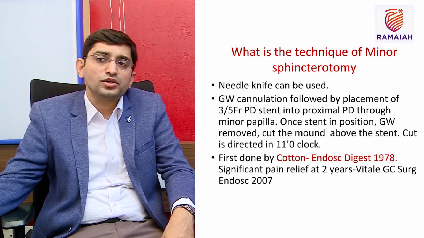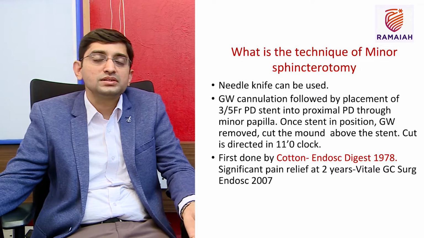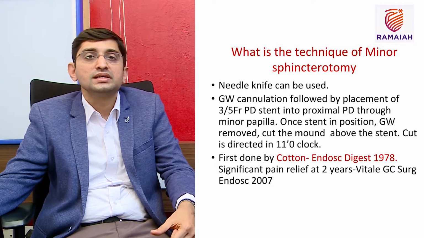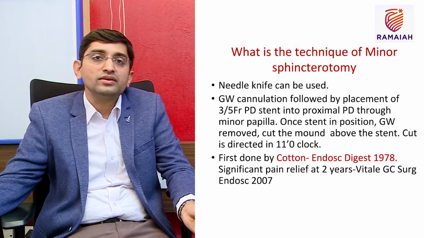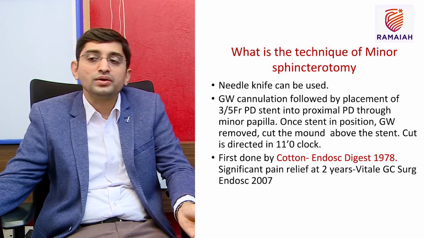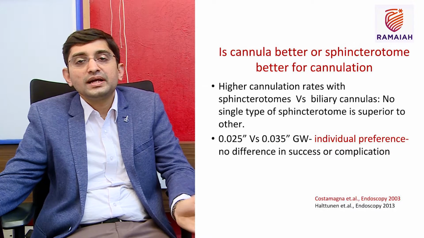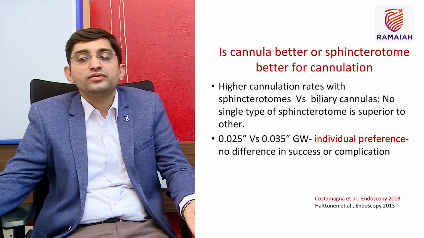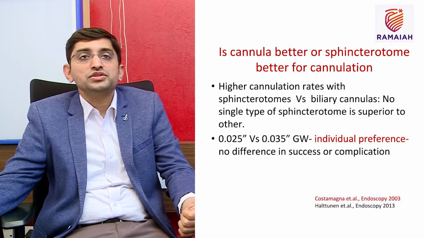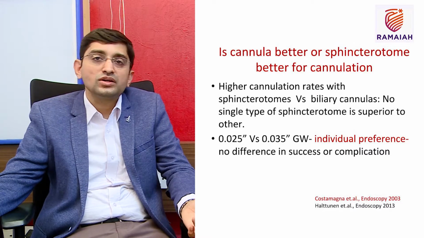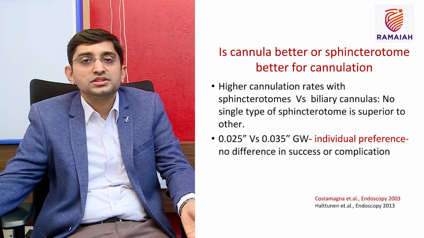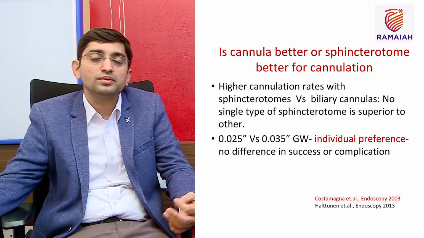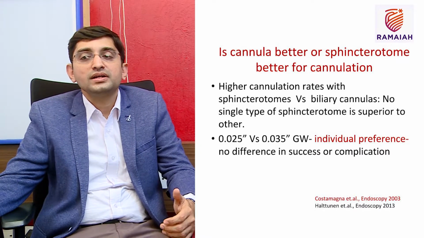Is cannula better or sphincterotomy better? The only difference is user expertise. We preferentially use a sphincterotomy, because you need not exchange the cannula for the sphincterotomy, and the cutting wire, whenever we bow, aids in cannulation. There is no single type of sphincterotomy that is superior; the more we do, the better we become. Whether we start with a 0.25 inch or 0.35 inch guide wire is again individual preference. If we are dealing with a stricture, it is better to use a smaller guide wire, and then change to a stiffer wire so we can pass different accessories.